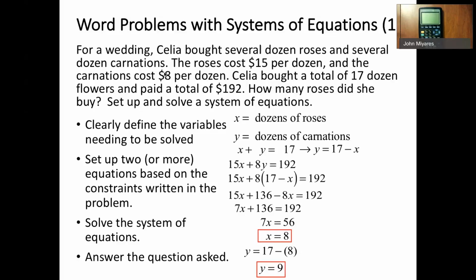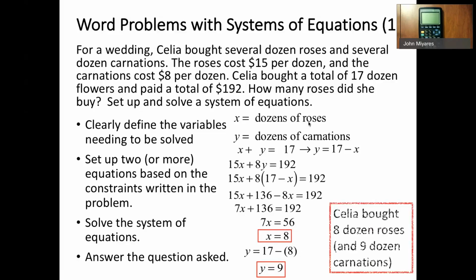However, this is a word problem. So the question of the day, we always have to make sure we go back and answer the question being asked. What is the question we want answered? We're asked how many roses that Celia bought. Since we've clearly labeled up here that roses represent x and x is being counted by the dozen, we can express our final answer by saying that Celia bought 8 dozen roses. And if we were asked, we could also say that she bought 9 dozen carnations.